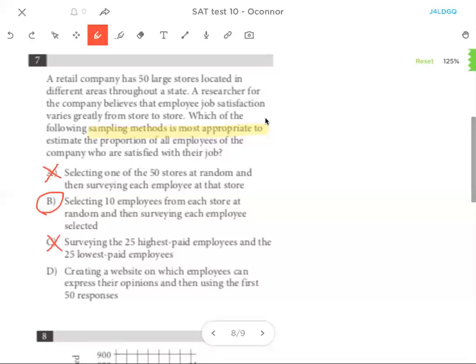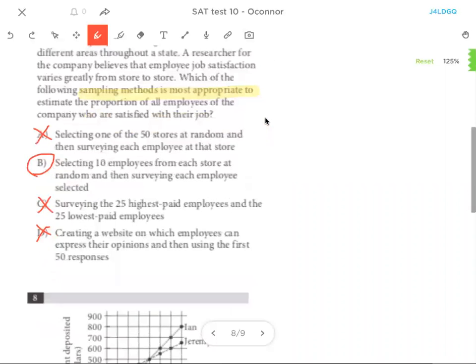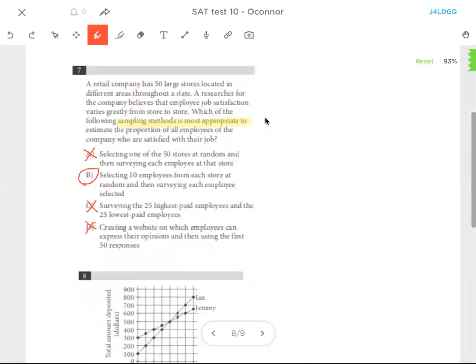Creating a website on which employees can express their opinions, probably not the best method due to availability, people who will take the time to go on and do that, things of that nature. Some people obviously don't have the means to get on a website at home and might not do that if you're doing it outside of the workplace. So the answer is B.